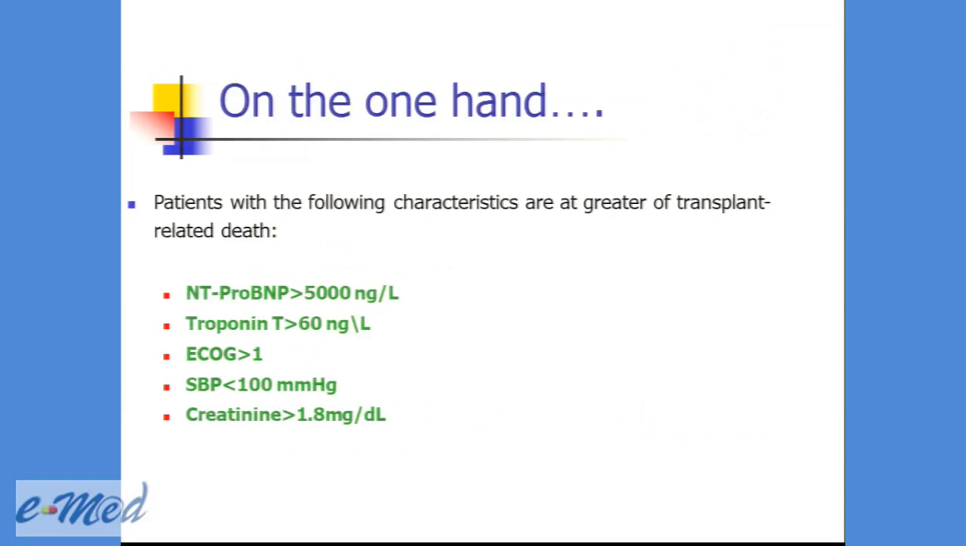First, we know that patients with significant morbidities, mainly the heart, but not only the heart, have a very high transplant-related mortality, if they have elevated troponin or proBNP or low systolic blood pressure. So our patient fits that in his presentation. This is why we didn't refer him for the transplantation.